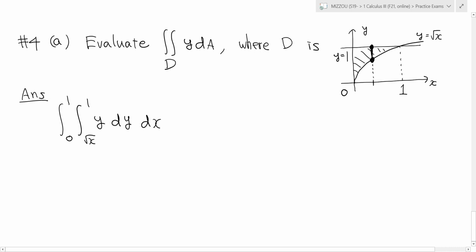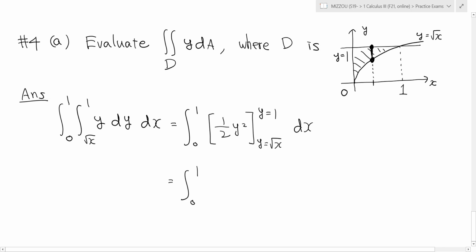Okay, so all you have to do is just work this out. The integral from 0 to 1. Now you integrate y, and y is from root x to 1, dx, and that is equal to the integral from 0 to 1 of 1 half minus 1 half x dx.